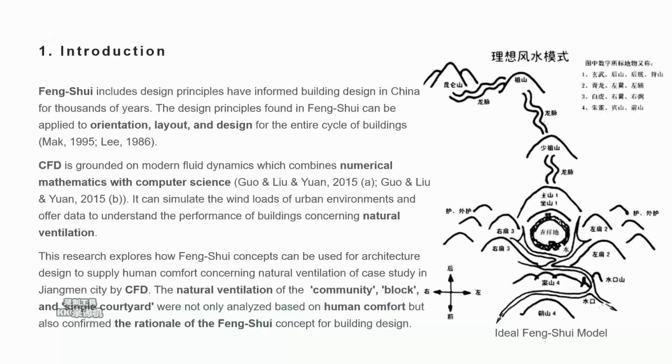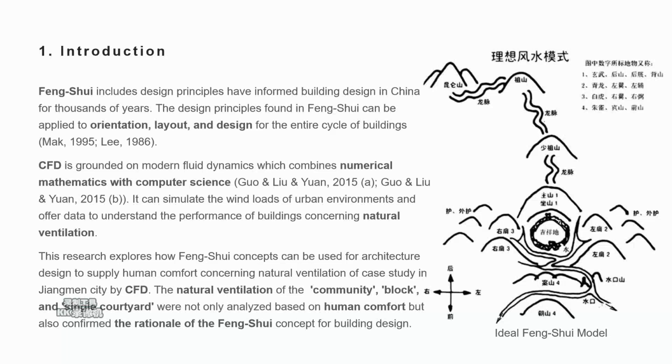So the first part, I want to introduce what Feng Shui is. As the picture shows, this is the ideal Feng Shui model. Feng Shui includes design principles that have informed building design in China for thousands of years. The design principles found in Feng Shui can be applied to orientation, layout, and design for the entire cycle of buildings. And CFD is grounded on modern fluid dynamics, which combines numerical mathematics with computer science. It can simulate the wind laws of urban environments and offer data to understand the performance of buildings concerning natural ventilation.